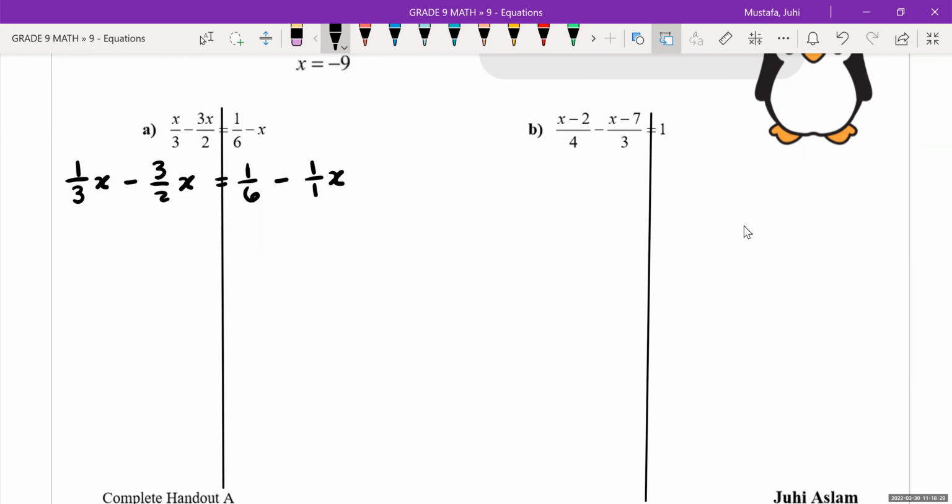You don't have to. Hopefully this step is not new to you guys, because I was doing that when we were doing distributive. I would sort of rewrite all the numbers like x over 3 to make it 1 over 3x, 3x over 2 to be 3 over 2x.